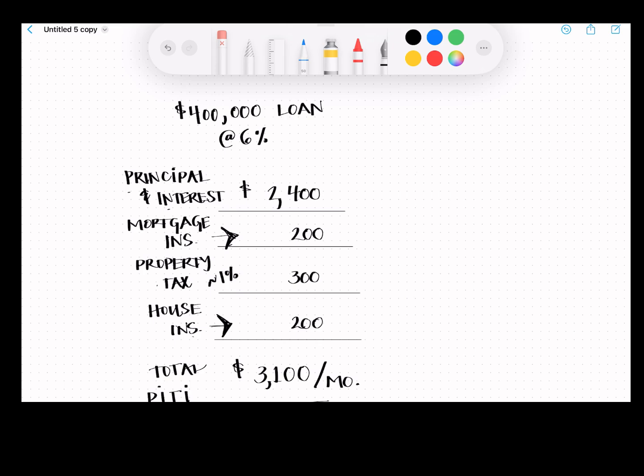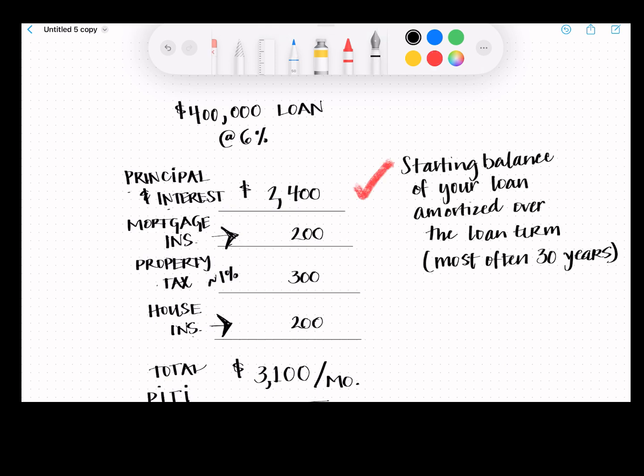A mortgage payment has several components. The first is your principal and interest. So principal and interest is the starting balance of your loan amortized over the loan term, most often 30 years.